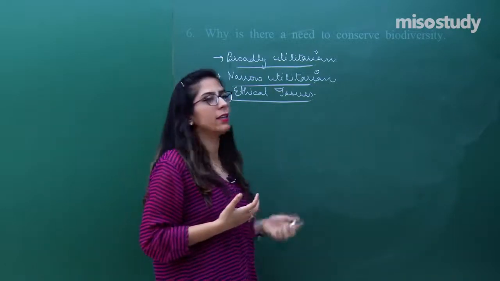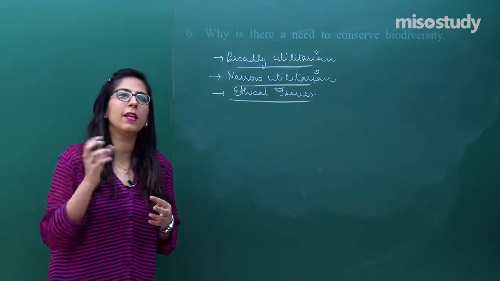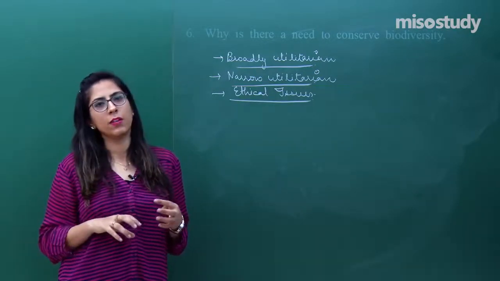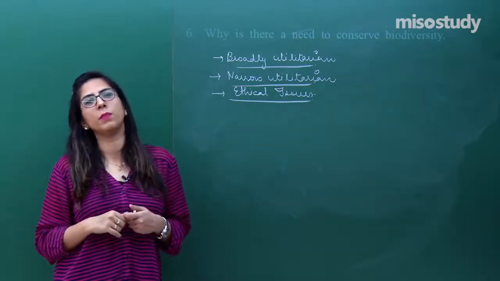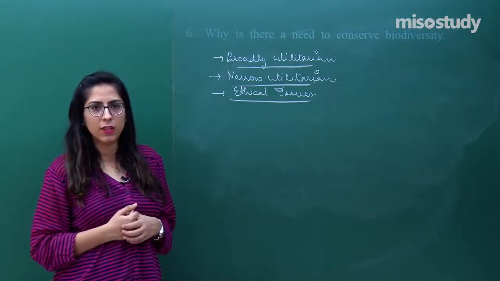That is called as ethical issues. So they become a sacred community. There will not be any human interference over there. No human interference will be there. Then definitely the population which will be present over there will flourish at a very fast rate.